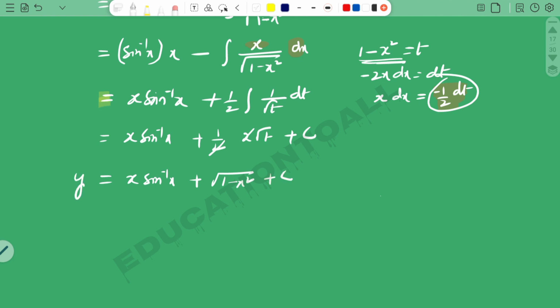On the left hand side we have y. Therefore the required general solution of the given question is y = x sin⁻¹x + √(1 − x²) + c.